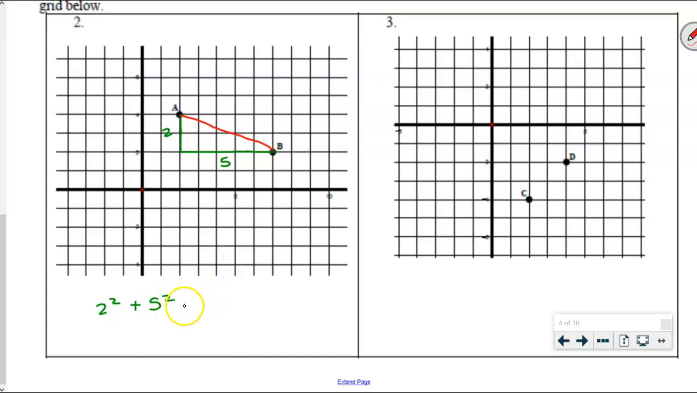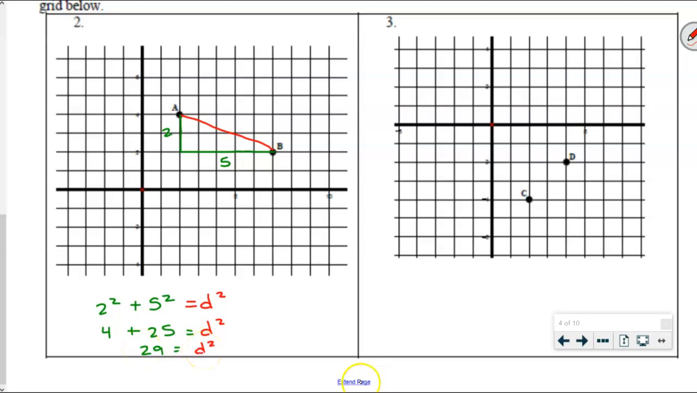So once again, I like to use the variable d for the distance squared. 2 squared is 4. 5 squared is 25. And that is equal to that distance squared. 4 plus 25 is equal to 29. And that is equal to d squared.